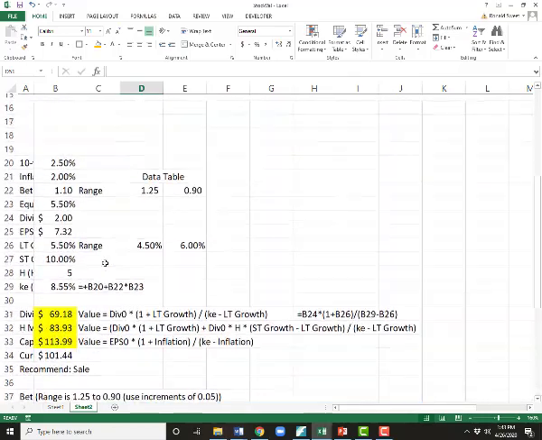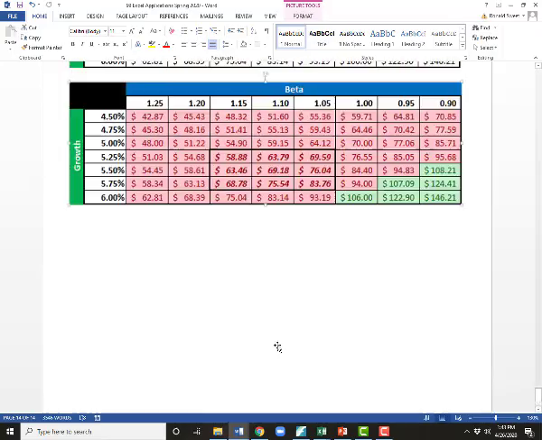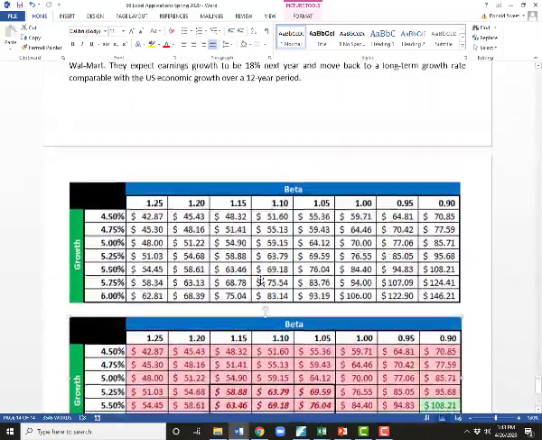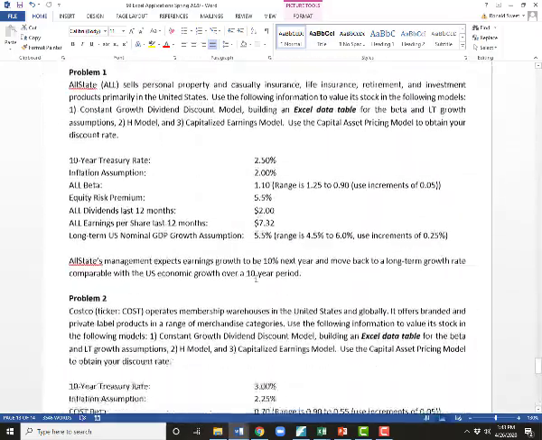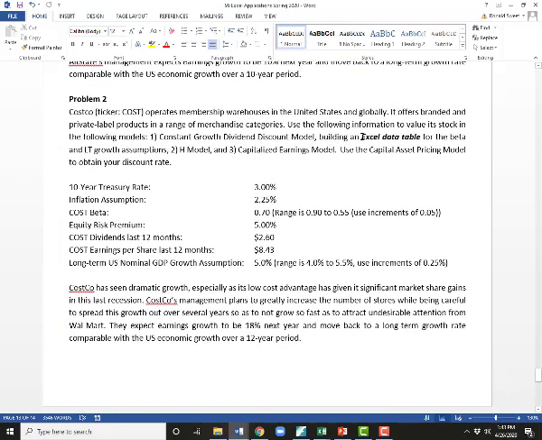So that's your Excel application. That's it. So all you've got to do in Excel applications, everything we just did, except for now you need to do it for Allstate. Make sure you turn in Allstate, and then also do it with Costco. Costco's the second one. You'll create an Excel data table the same way. I give you the ranges to use. So go through the entire thing.